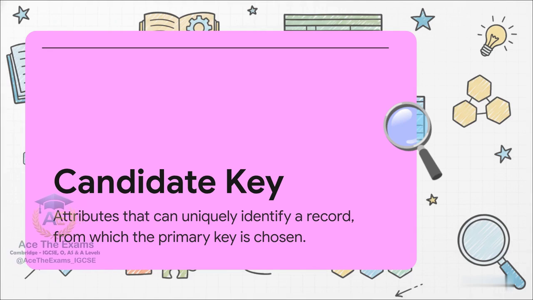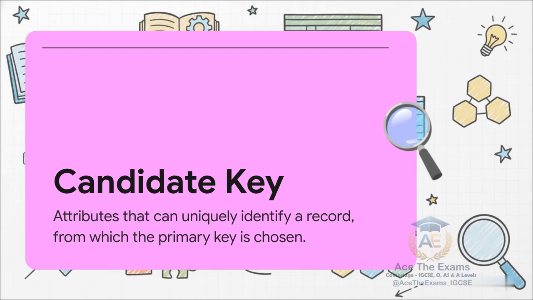If a table has a student ID, an email address, and a national insurance number, well, all three of those are candidate keys. But which one is best? Demonstrating to the examiner that you understand how to compare these options, evaluate the trade-offs, and make a justified recommendation, that is the exact analytical depth that pushes you over the A-star boundary.